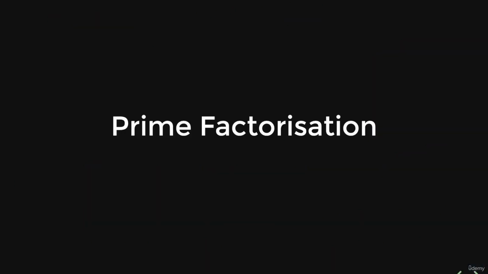Hi everyone, in this lecture we will talk about prime factorization. First of all, we need to understand what factorization is. Given any number, we can break that number in terms of its factors. For example, if I have the number 30, I can write it as 2 into 15. So both 2 and 15 are factors. They are the numbers that divide 30. Or I can write 30 as 2 into 3 into 5. That is also doable.